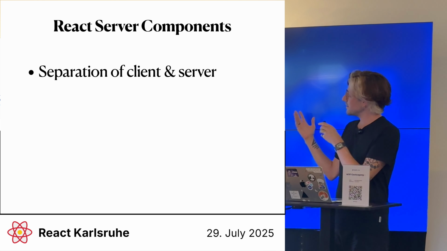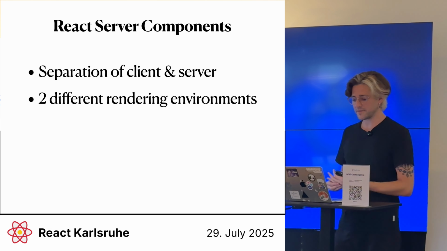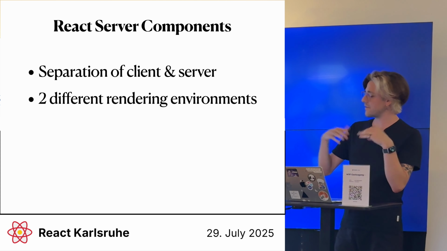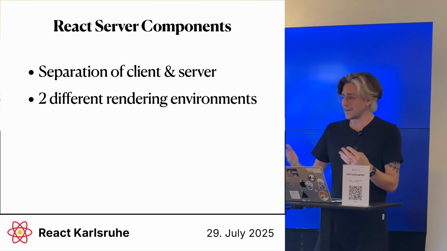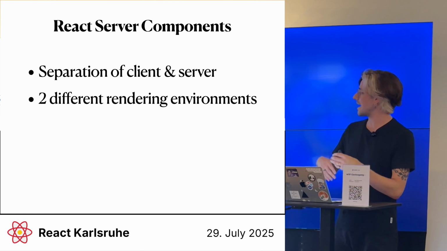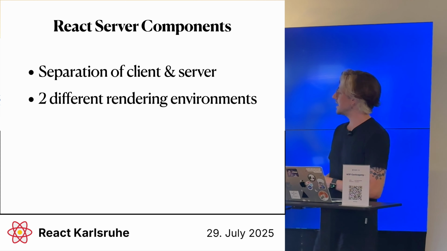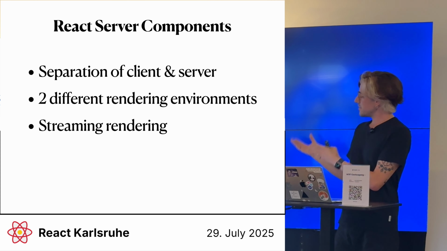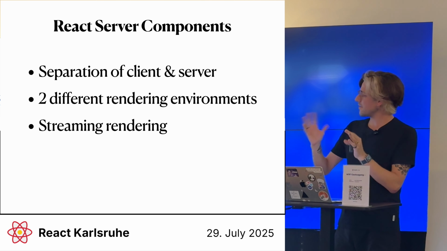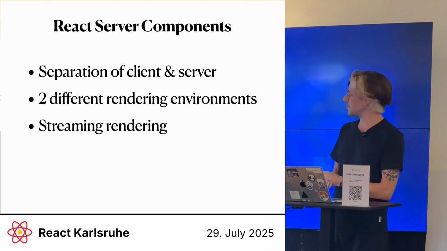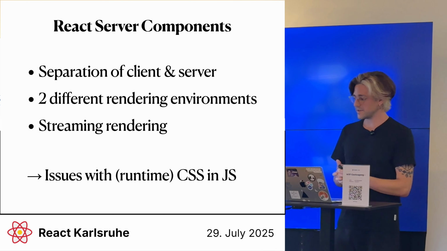I don't want to go into the details, because this is about styling, after all, but what React Server Components did was introduce a new layer of complexity when it comes to how we render our React apps, because now all of a sudden we have those two environments. If you combine that with streaming rendering, which also came roughly at the same time, you run into a lot of issues with common CSS-in-JS libraries, but especially with those that use runtime CSS, like Fela, which I've been using up until now.